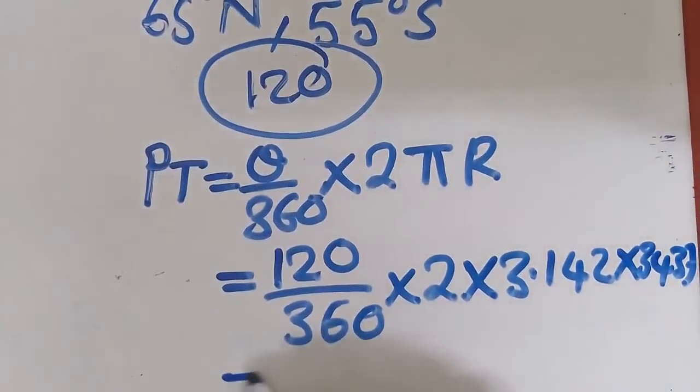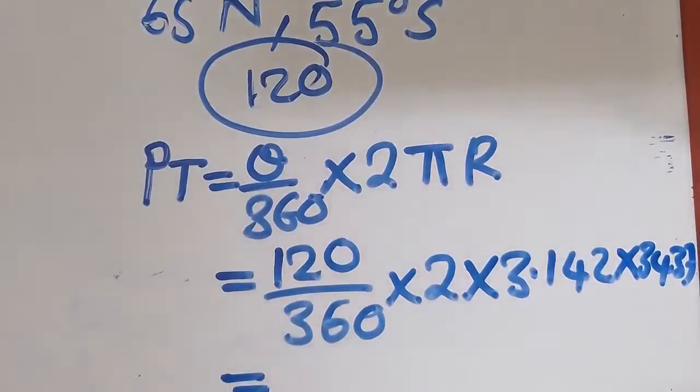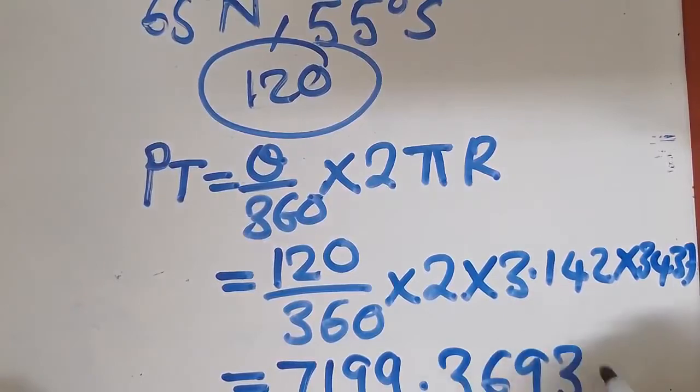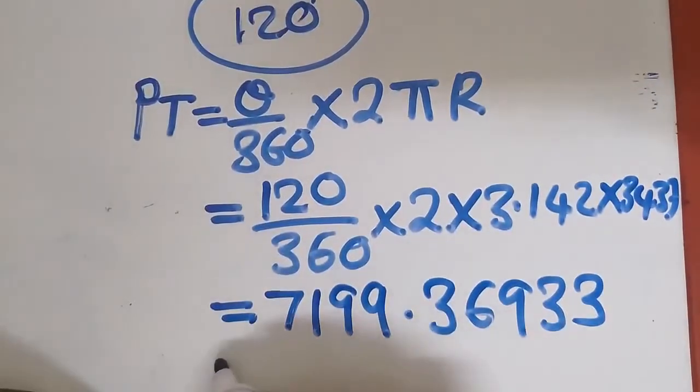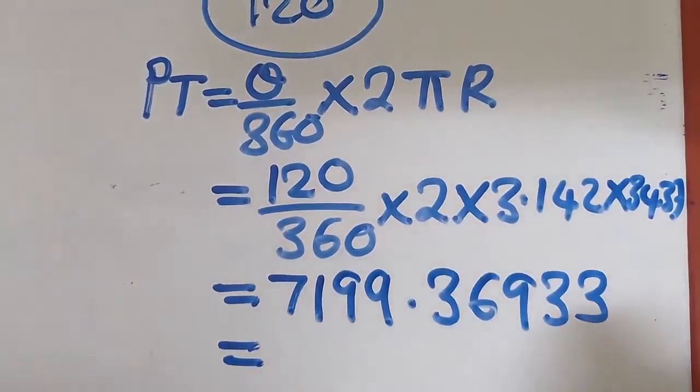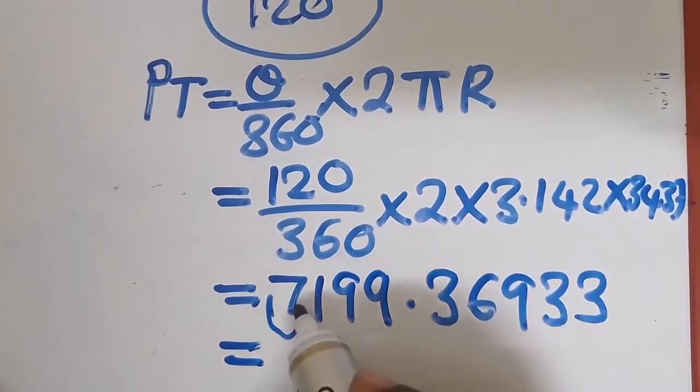So then you type everything on your calculator. So you say 120 divided by 360. You get that answer times 2 times 3.142 times 3437. What do you get? What is your answer? 7199.36933. Like this. Have you seen, this is now equal to, like this. So 3 significant figures, 1, 2, 3.